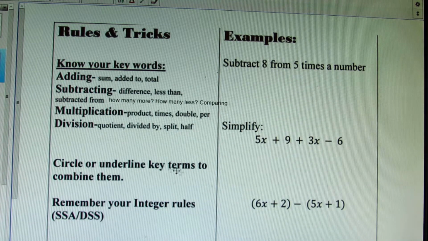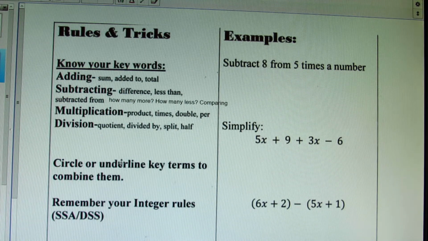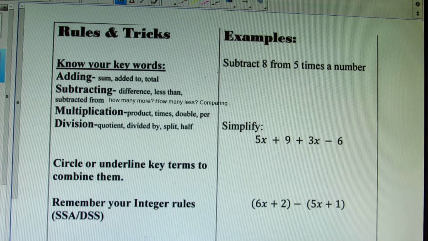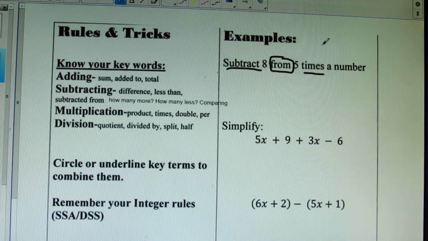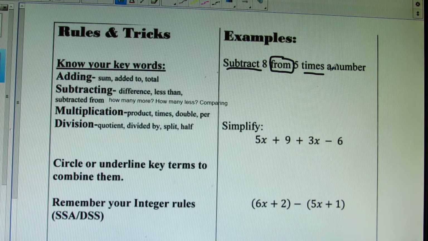And I want you to circle or underline key terms to combine them, this is when we're doing simplifying. And remember your integer rule, same signs add, different signs subtract. Okay, so the first example problem over here is subtract 8 from 5 times a number. So we know I'm subtracting, and I know I'm multiplying, because times is a multiplying word, and subtract is subtraction. Except this is key, the word from. If I subtract from something, it's like taking something from someone else. The someone else has to go first.